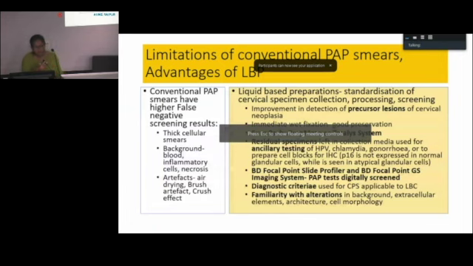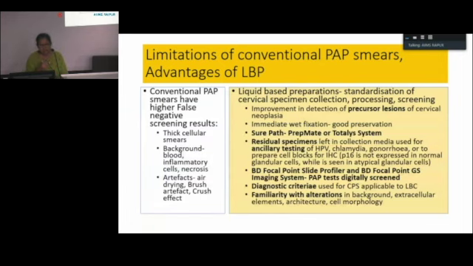Since the CME is about liquid-based cytology, we should know the differences between conventional Pap smears and liquid-based cytology. Liquid-based cytology definitely has a lot of advantages over conventional smears, which can be thick, with a lot of background material and artifacts that are gotten rid of in liquid-based preparations. Also, when you make a liquid-based smear, there is a standardized method for cervical specimen collection, processing and screening. So the false positives and false negatives are much lower when we use liquid-based cytology.